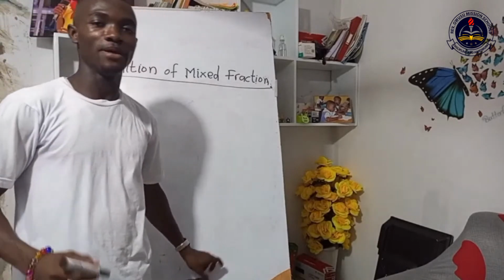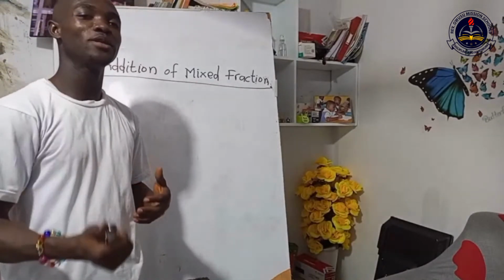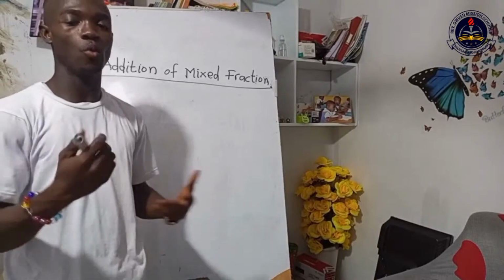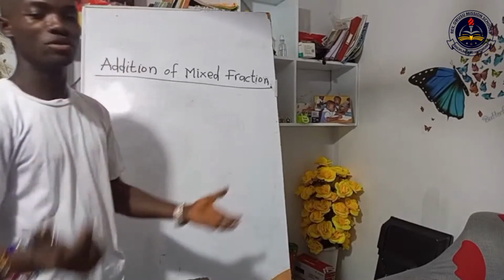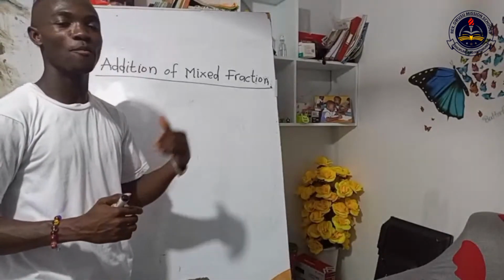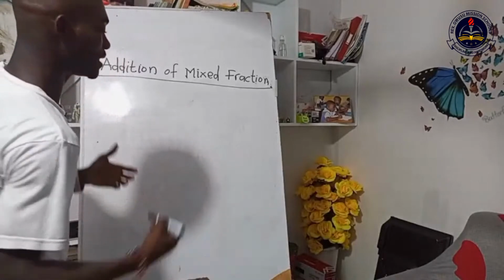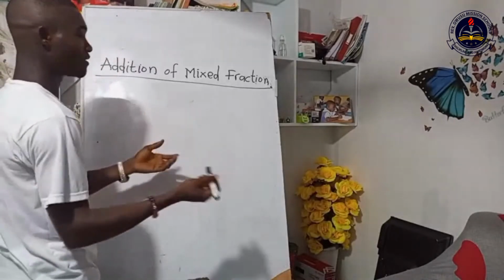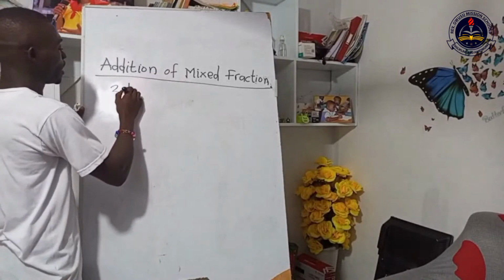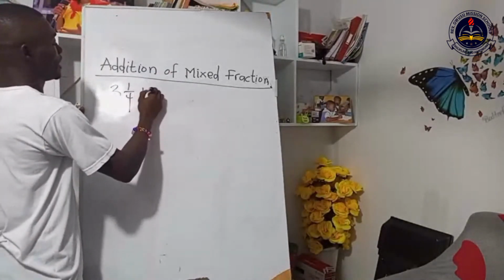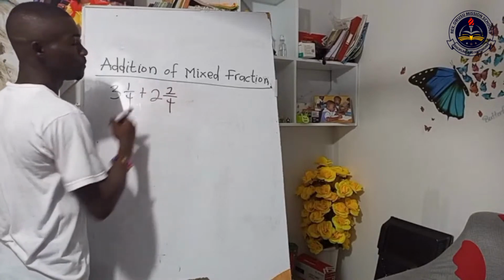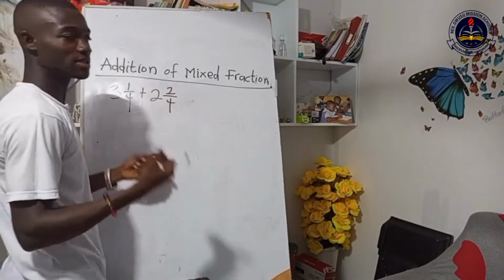Addition of mixed fractions. We know a mixed fraction is a fraction that is bigger or larger than 1. So mostly we have a whole number mixed with a fraction. That is what we call a mixed fraction. So let's look at an example of mixed fractions. We have 3 whole number 1 over 4 plus 2 whole number 2 over 4. It's an example of a mixed fraction.